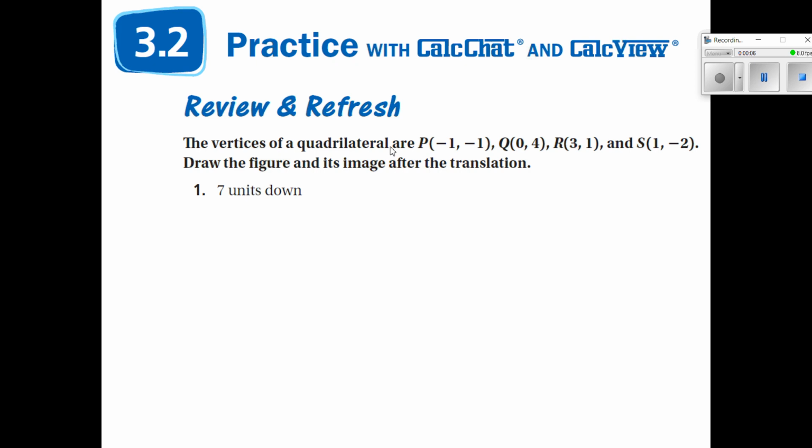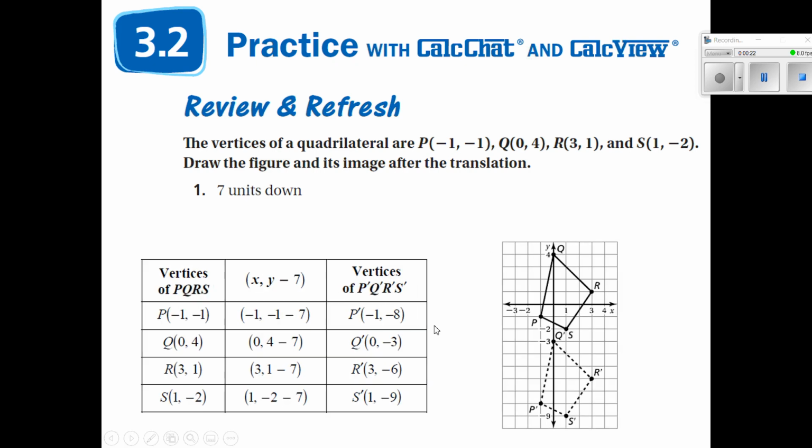The vertices of a quadrilateral are P(-1, -1), Q(0, 4), R(3, 1), and S(1, -2). Draw the figure and its image after translation. Well, if I draw this image, it's going to look like this right here.